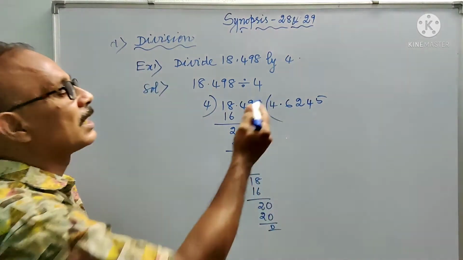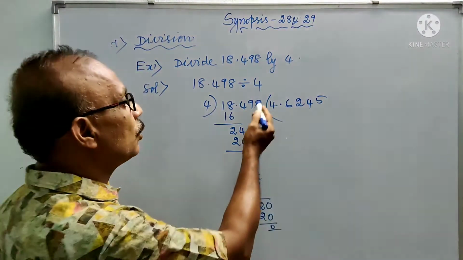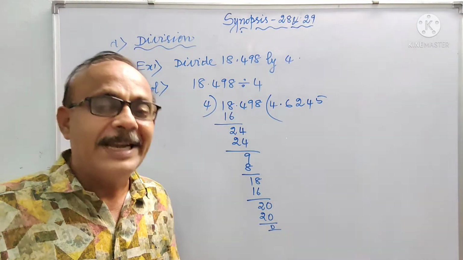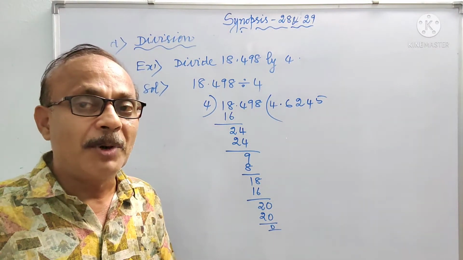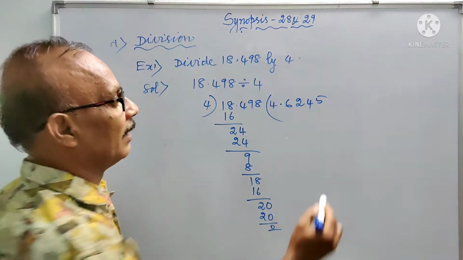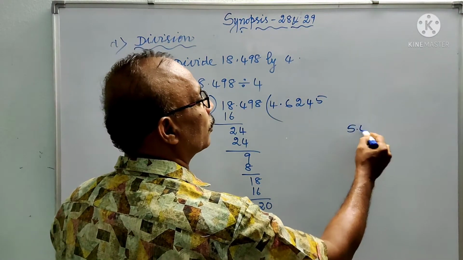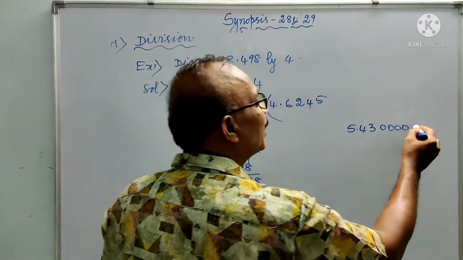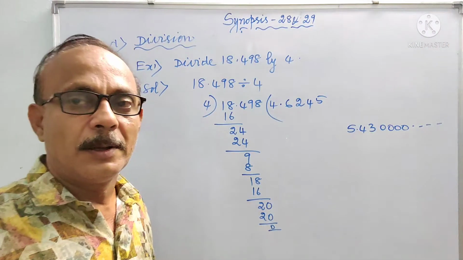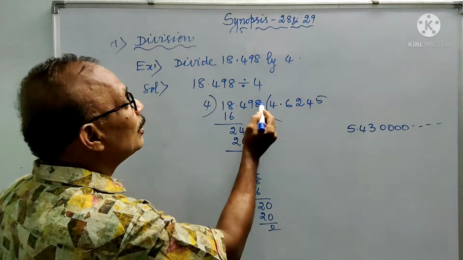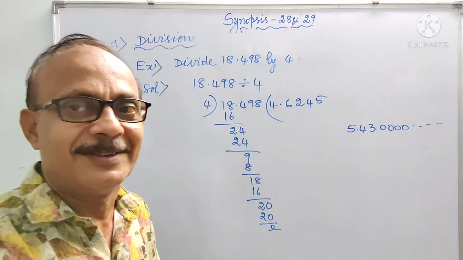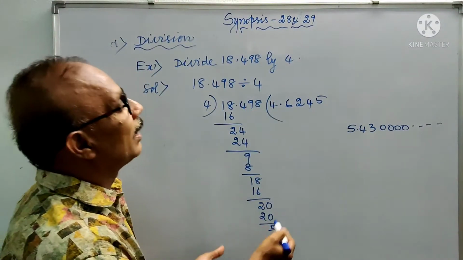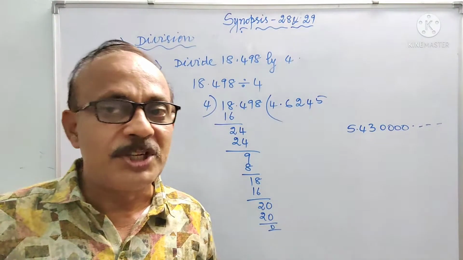So you may have a doubt: sir, why did you keep 0? There is no 0 there. Yes, for any decimal, you can keep any number of zeros you want at the end. For example, 5.43 is there. If you need, you can keep 0, 0, 0, 0, as many zeros as you need. So those are invisible zeros. You can't see them, but they are there. So 1 0 we brought down and the remainder became 0.